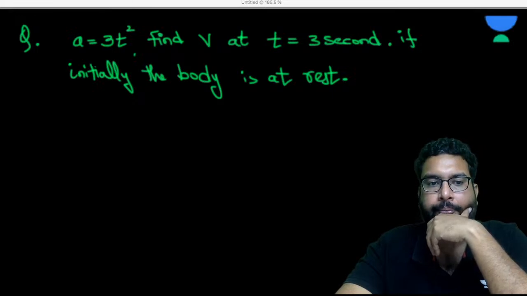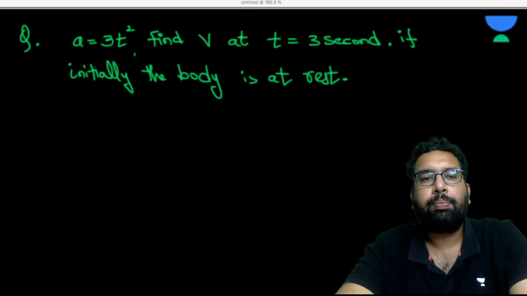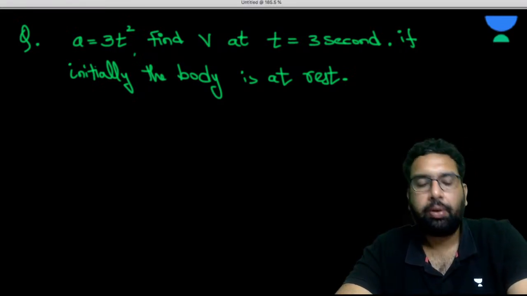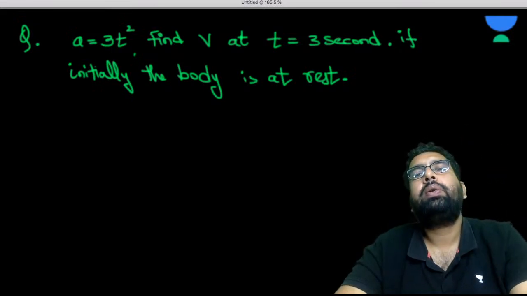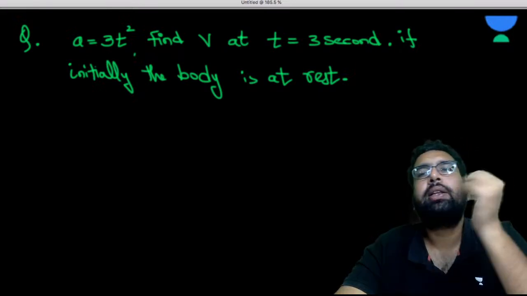Please try it. So see, very simply we can do. How we can do so? It says a is equal to 3t square. Find velocity at t is equal to 3 seconds if initially the body is at rest.